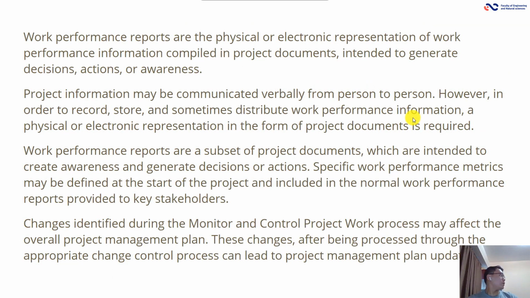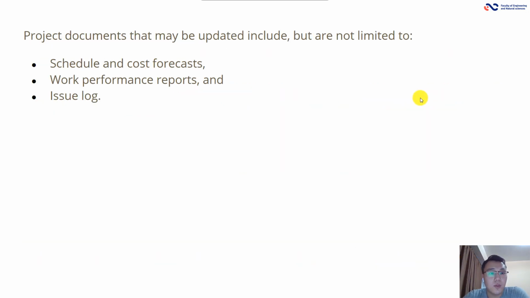Work performance reports are the physical or electronic representation of work performance information compiled in project documents, intended to generate decisions, actions, and awareness. Project documents that may be updated include schedule and cost forecasts, work performance reports, and issue log.